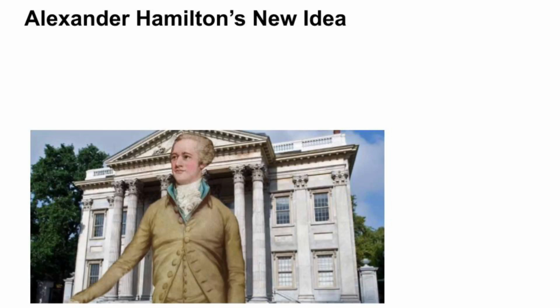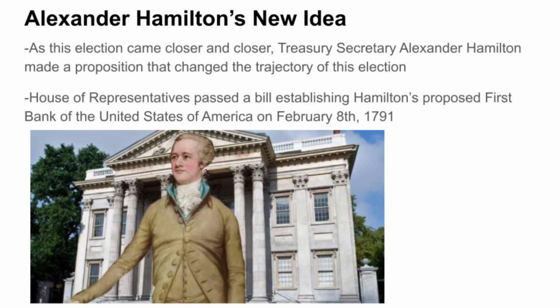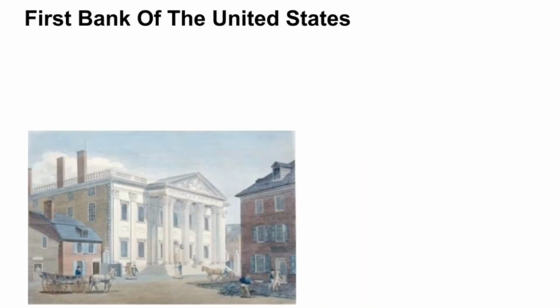As this election came closer and closer into view, Treasury Secretary Alexander Hamilton made a major proposition that changed the trajectory of this election. On February 8, 1791, the House of Representatives officially passed a bill establishing Hamilton's proposed First Bank of the United States of America.